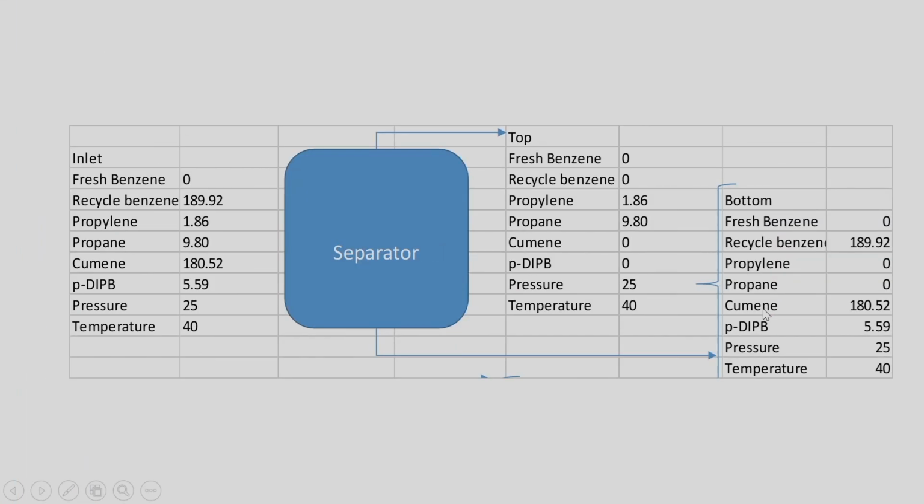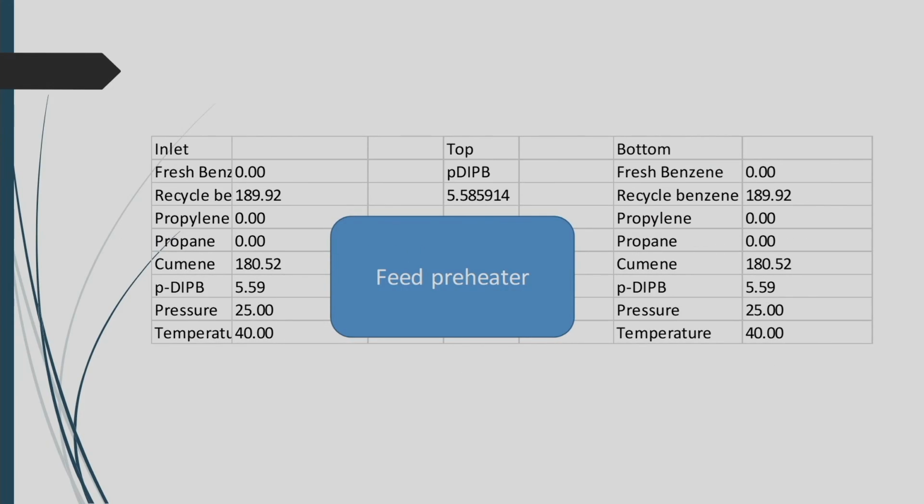And then it will go to the separator, from where the top product will come. So, propylene and propane will be separated, whereas in the bottom product, recycled benzene and cumene and also byproducts will come out. And this bottom product of the separator will go to the feed preheater, and the same amount will come out as well.